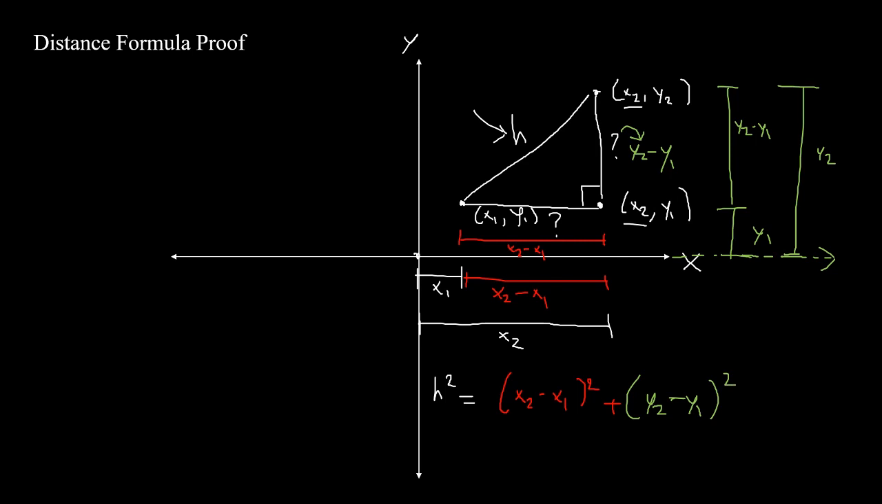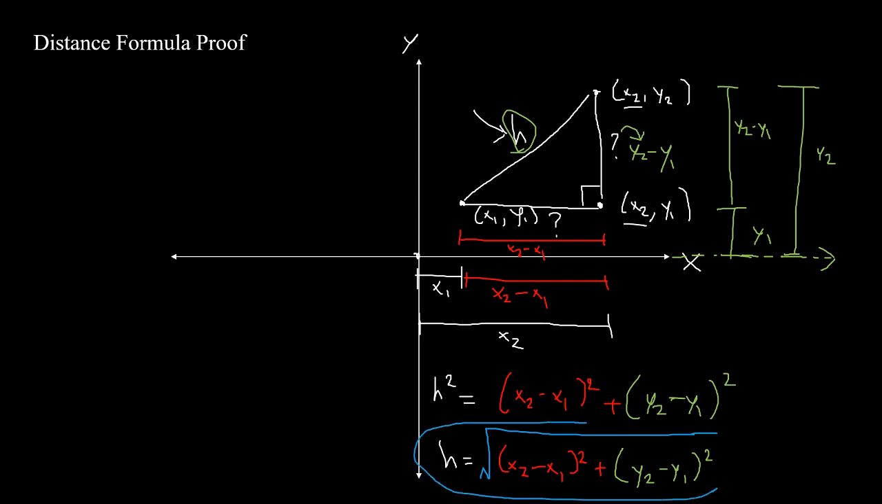But since we only want to find h and not h squared, we're going to square root everything. So h is going to be equal to the square root of x2 minus x1 squared plus y2 minus y1 squared. And that is pretty much everything for the distance formula.